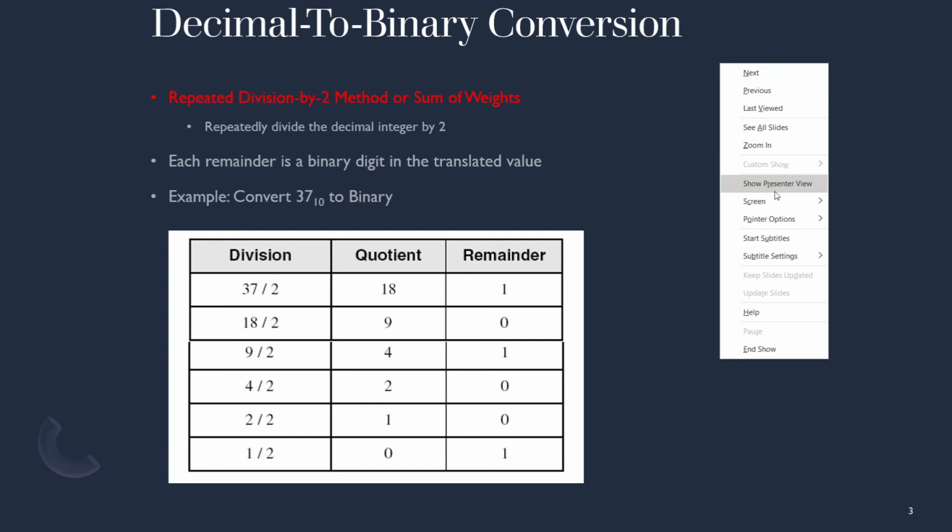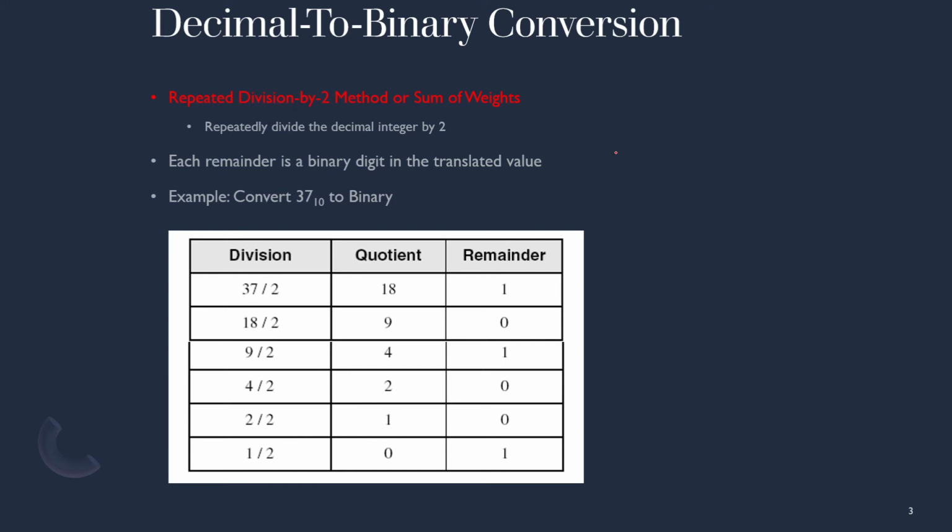There are two different ways that we can do it. We can either do it by repeated division by 2 or the sum of weights. This picture right here is the repeated division by 2. I'll just walk you through it instead of you really having to understand exactly what's going on in the graph. So we want 37 of base 10, and we want to figure out what that is in base 2.